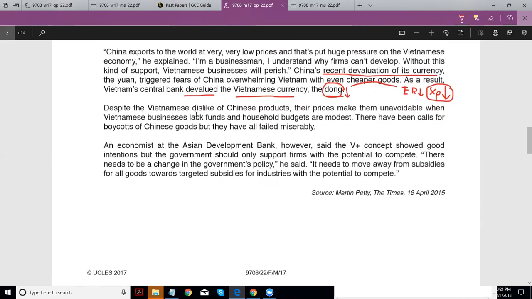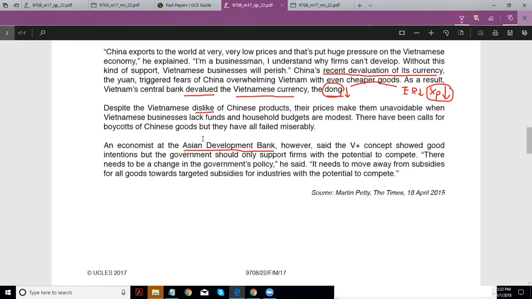So despite the Vietnamese dislike of Chinese products, their prices make them unavoidable when Vietnamese businesses lack funds and household budgets are modest. There have been calls for boycotts of Chinese goods, but they have all failed miserably. An economist in the Asian Development Bank, a very nice bank, you guys don't need to know, but it's funny though, because even in the Asian Development Bank, the largest amount of shares are owned by the US. So even it dictates a lot of its decision making. Okay, but back to the economics paper.